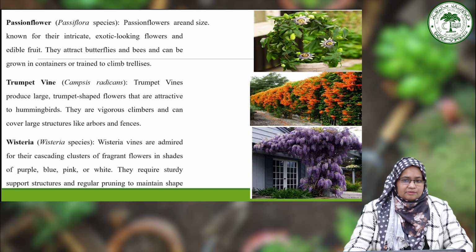Wisteria vines are celebrated for their drooping clusters of fragrant flowers, which come in shades of purple, as we can see in this image, and blue, pink or white. They need a sturdy support structure and regular pruning to manage their size and shape. These climbing plants add variety to the garden area.